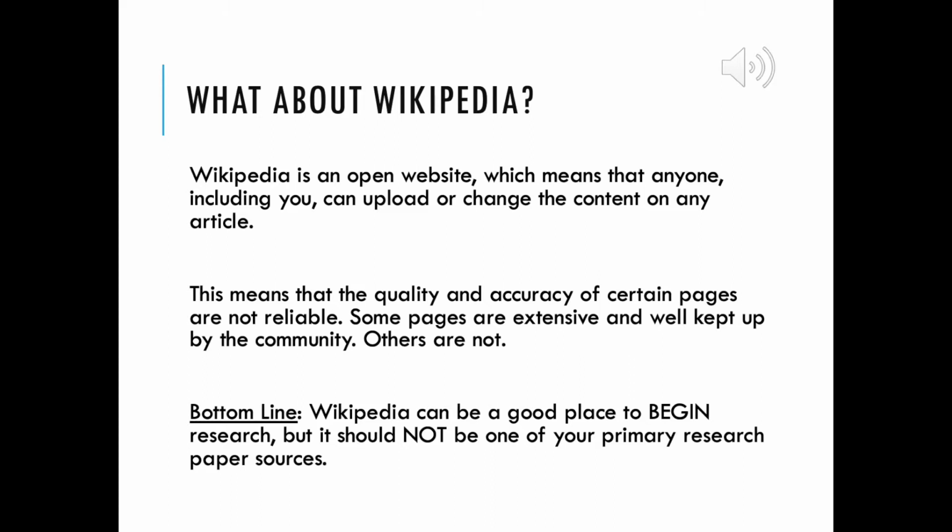Many times people will ask whether or not Wikipedia is an okay source to use. Wikipedia is an open website, which means that anyone, including you, can upload or change the content on any article at any time. This means that the quality and accuracy of certain pages are not reliable. Some pages are extensive and well kept up by the community, but others are not.